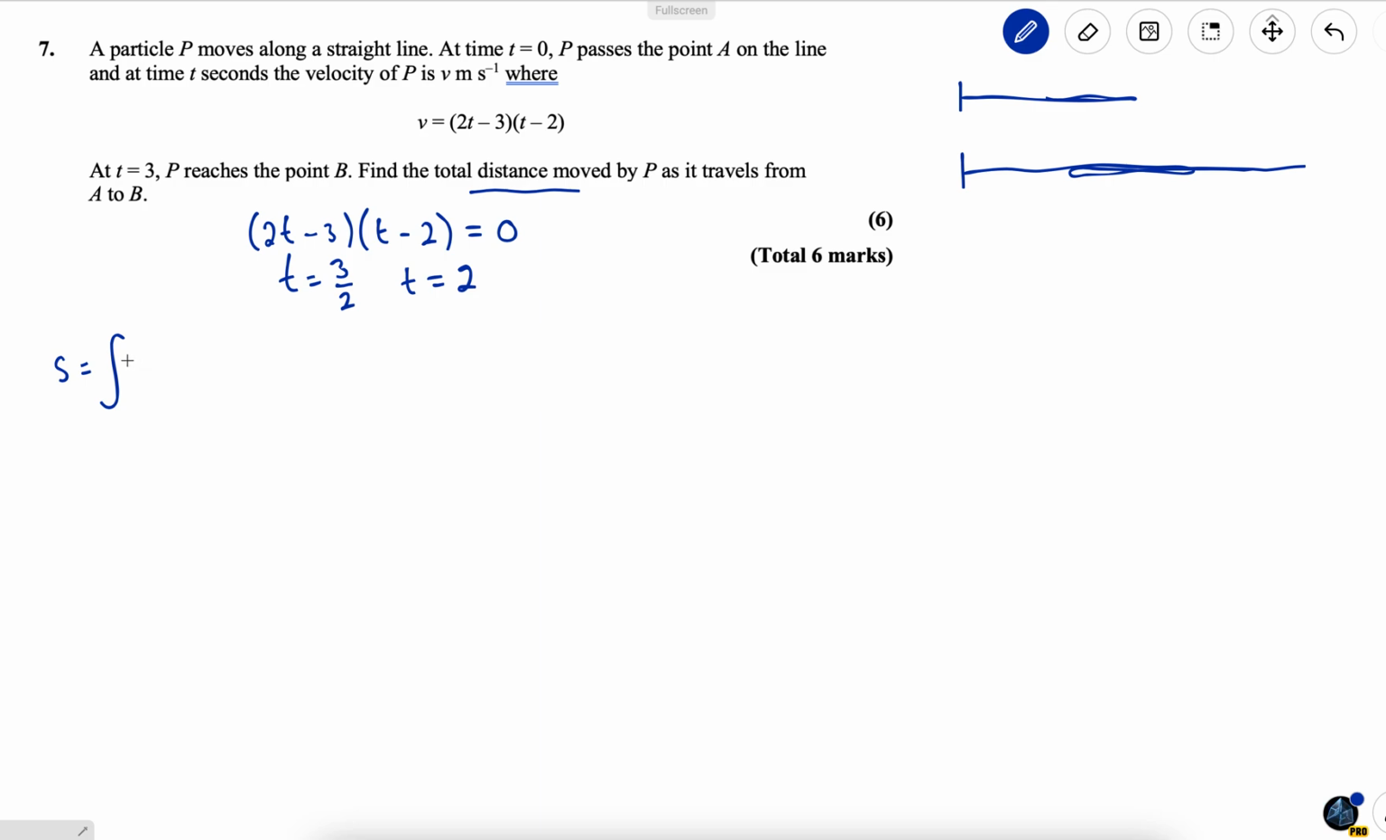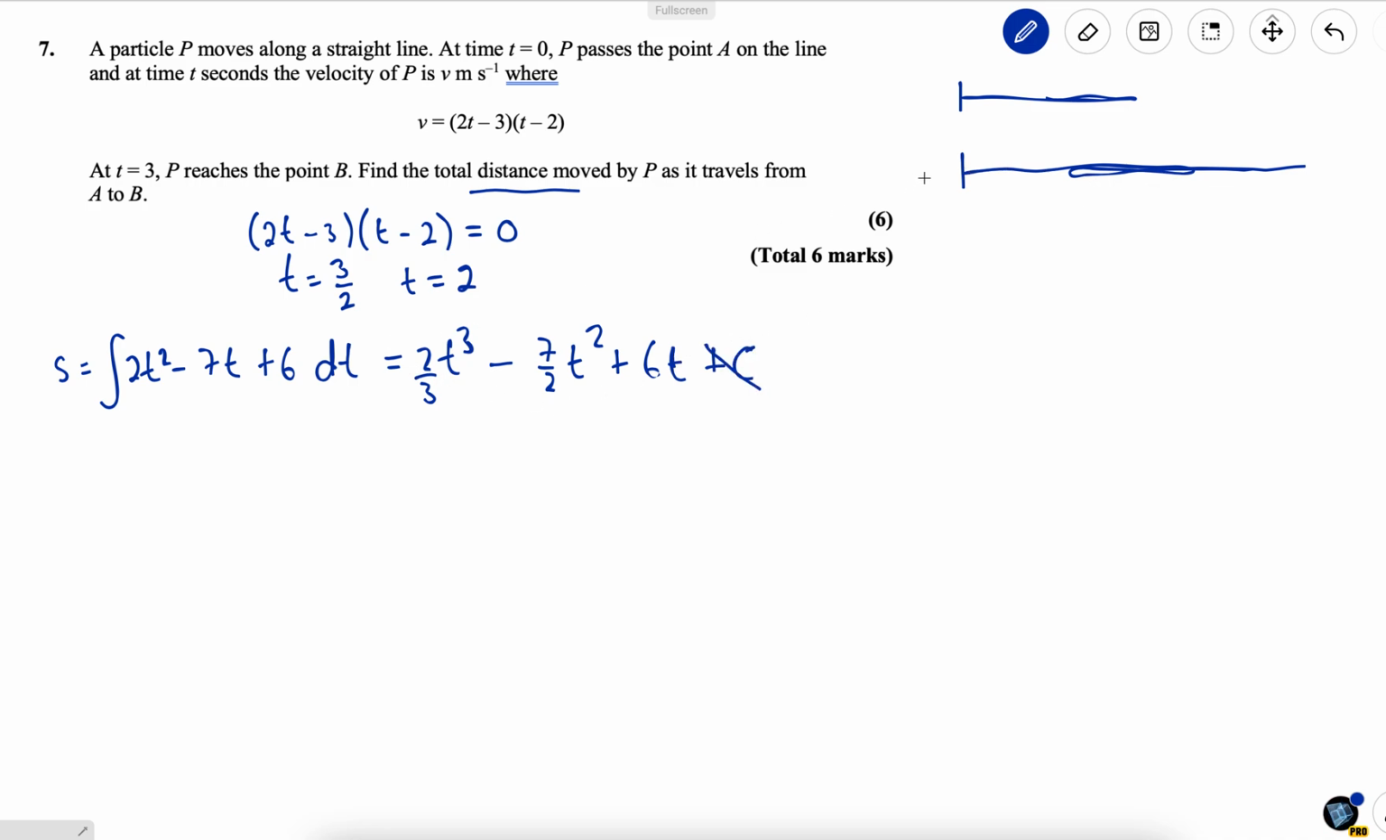So let's expand this out: 2t squared minus 7t plus 6. We'll integrate that with respect to time to give 2/3 t cubed minus 7/2 t squared plus 6t plus c. Now I don't need the plus c because I'm actually going to be integrating between limits.